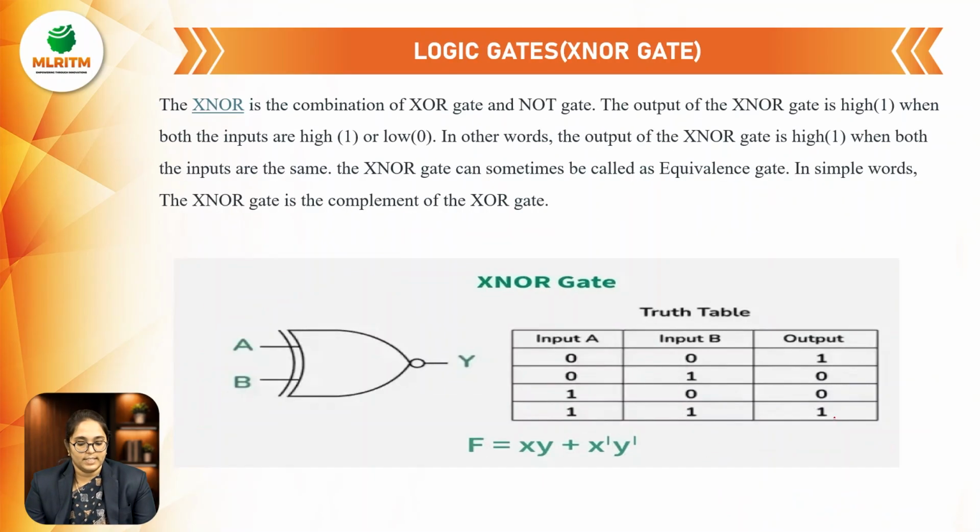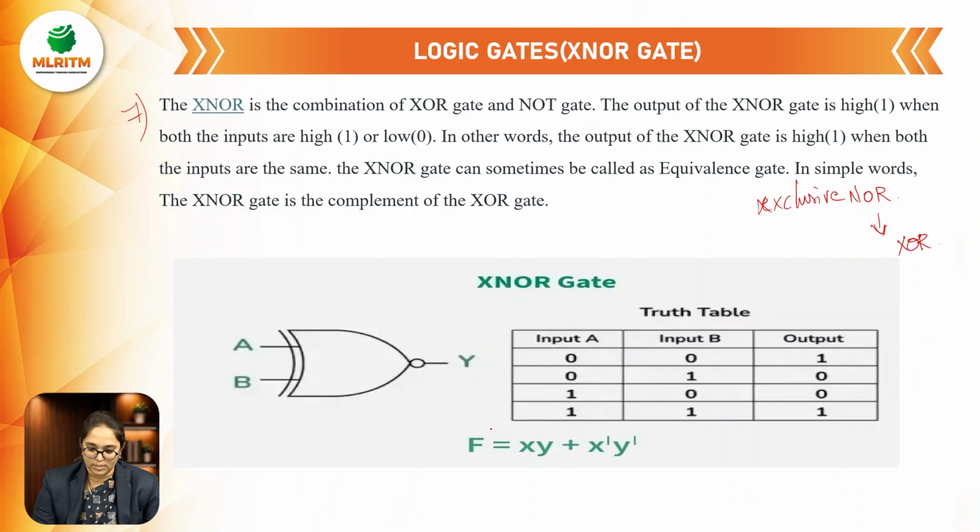So next gate is nothing but the seventh gate. This seventh gate is nothing but an exclusive NOR gate, XNOR gate. Exclusive NOR gate. It is reverse, it is inversion operation for your exclusive OR gate, same as before.